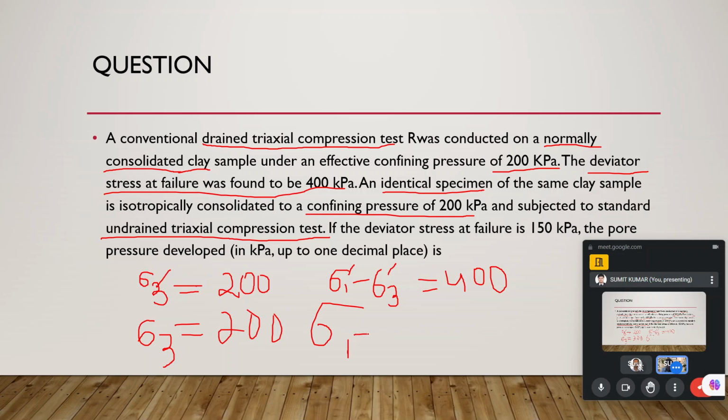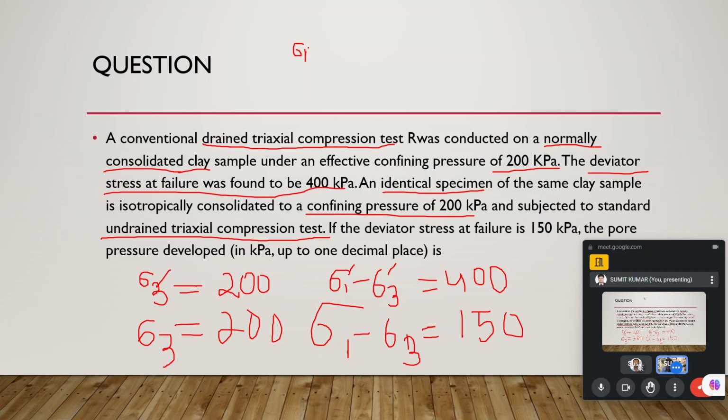What this is saying is that sigma 1 minus sigma 3 is equivalent to sigma 1 dash minus sigma 3 dash in this case. But we are taking the total stress parameter, so we go with the total stress parameter only this time. So this value is 150 kilopascal. You must know the relation between sigma 1 and sigma 3: sigma 1 equals sigma 3 tan square (45 plus phi by 2) plus 2c tan (45 plus phi by 2). You must be aware of this relation.